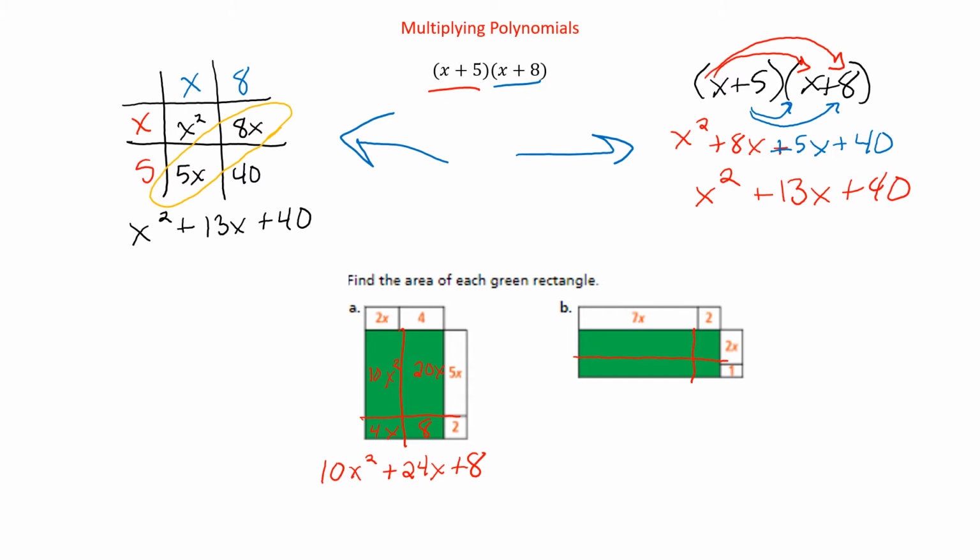The second one's going to be done basically the same. So you can try that, or when you're ready, we can continue. 7x times 2x, 7 times 2 is 14, x squared. 2 times 2x is 4x. 1 times 7x is 7x. 1 times 2 is 2. So that gives us 14x squared, and then 4x plus 7x is plus 11x plus 2. So that's the essence of multiplying polynomials.